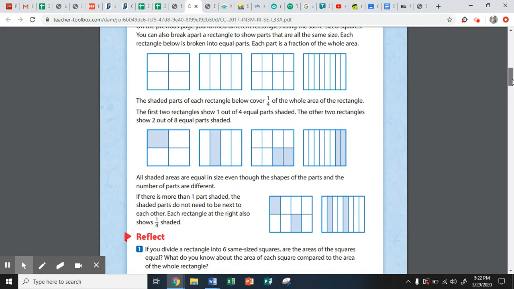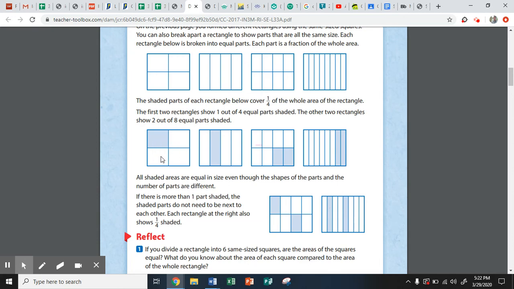Okay. Right here it says the shaded parts of each rectangle below cover 1/4 of the whole area of the rectangle. The first 2 rectangles show 1 out of 4 equal parts shaded. So let's start with that, the first 2. So one piece in this rectangle is colored in, just one. You see it right there. So 1 is colored in out of 4 total.